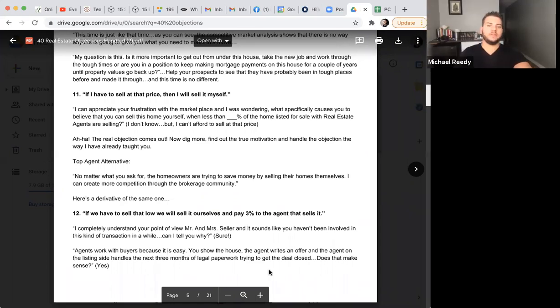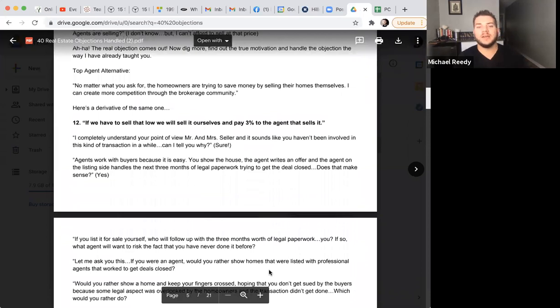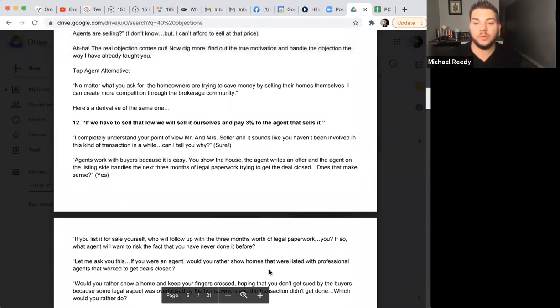And here's a derivative of the same one. So if we have to sell that low, we will sell it ourselves and pay 3% to the agent that sells it. I completely understand your point of view, Mr. and Mrs. Seller, and it sounds like you haven't been involved in this kind of transaction in a while. Can I tell you why?